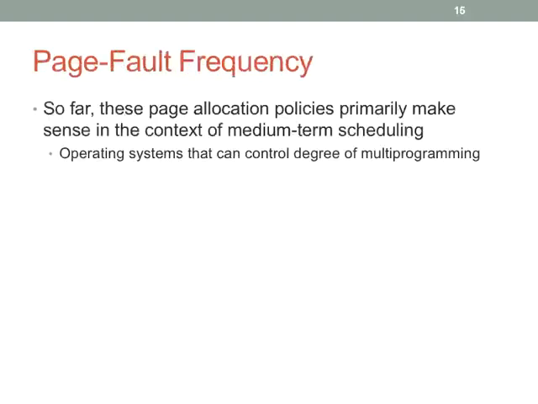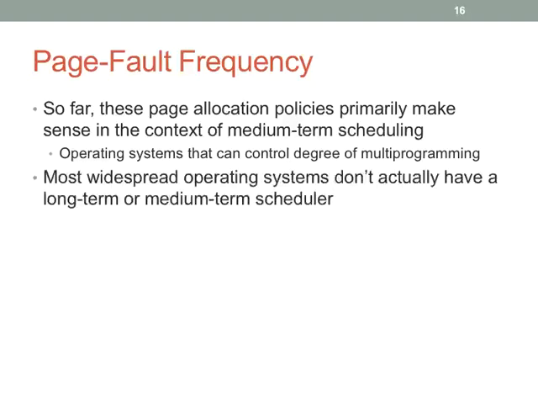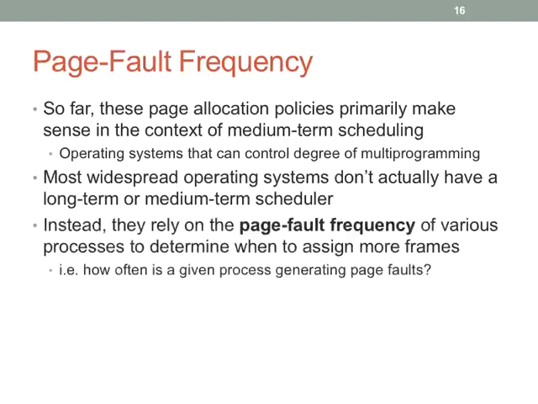The other thing that you can actually look at is how often am I generating page faults? Like I say here, the things that we talked about are really only most useful in the context of medium-term scheduling. So we don't really have medium-term schedulers, so what do we do instead? Well, we just look at how often page faults are occurring. Oh, I'm always dealing with page faults. This is bad.